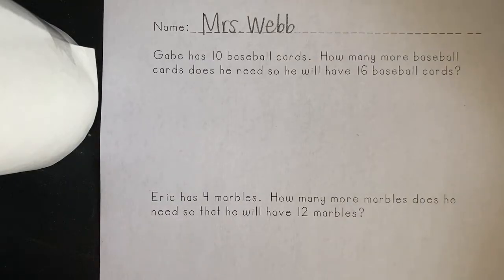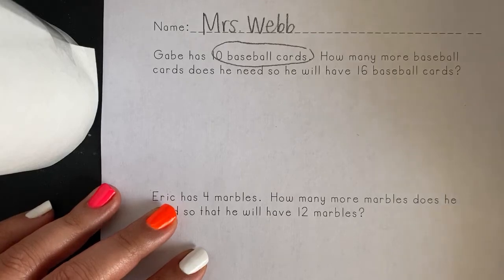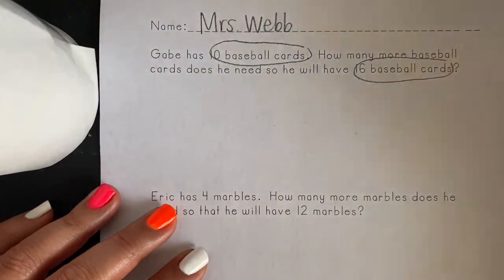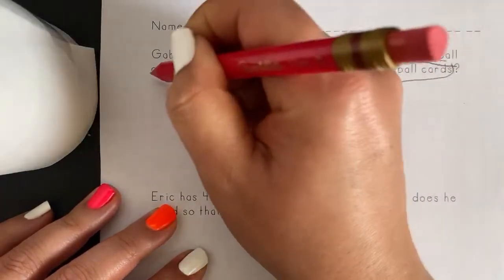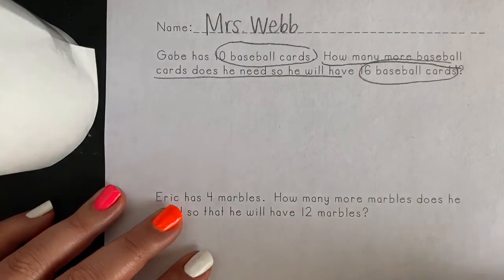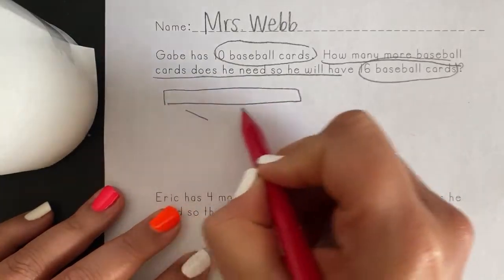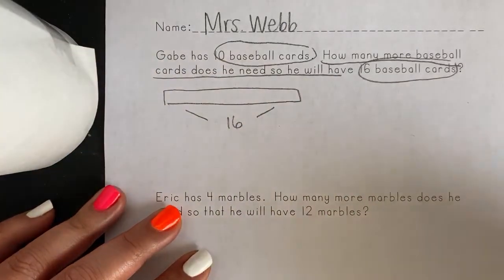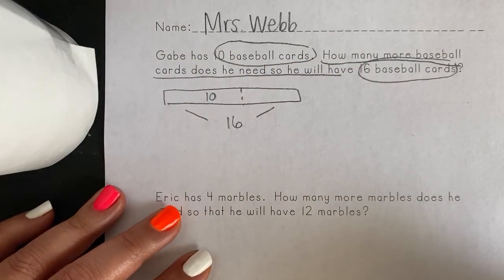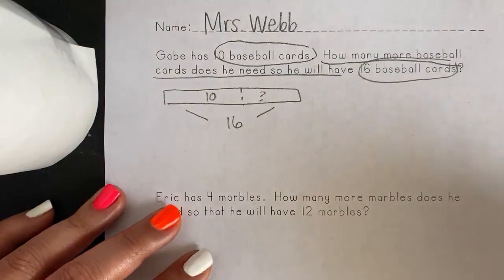First thing we need to do is circle what we know. We know Gabe has 10 baseball cards. We know that he wants to have 16 baseball cards. And the question is, how many more baseball cards does he need so he will have the 16? So we're going to start with a tape diagram. We know he wants to have 16, so we're going to make a tape big enough for 16. We know that he has 10 baseball cards, and we're going to figure out how many more he needs here to get to 16.